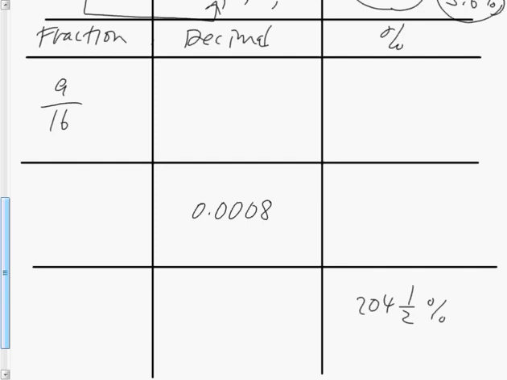Okay, this is your third set of practice questions for changing fractions, decimals, and percents from section 4.1 in the MathLinks 8 textbook. The first fraction you're given is 9/16. And for most people, if you're trying to change a fraction to a decimal, the simplest way to do it is to simply take your numerator and divide it by your denominator.